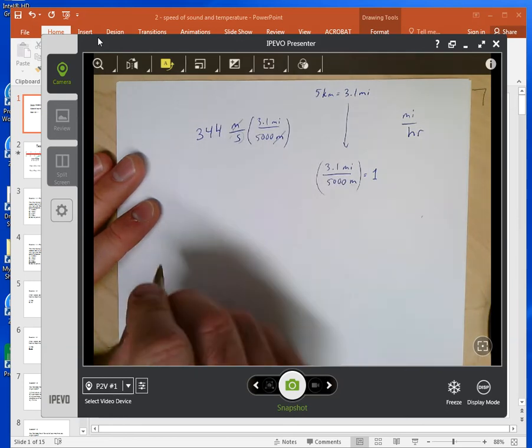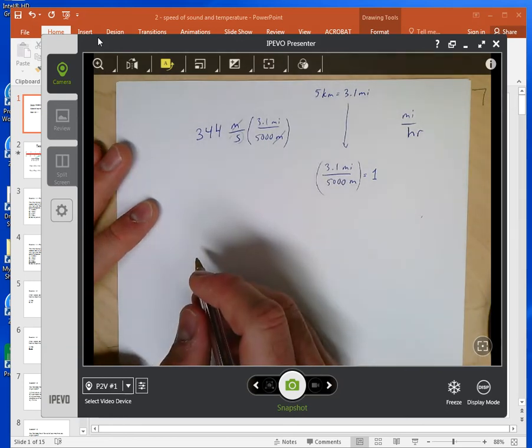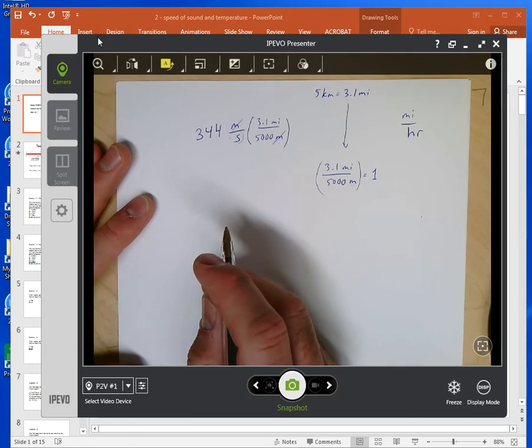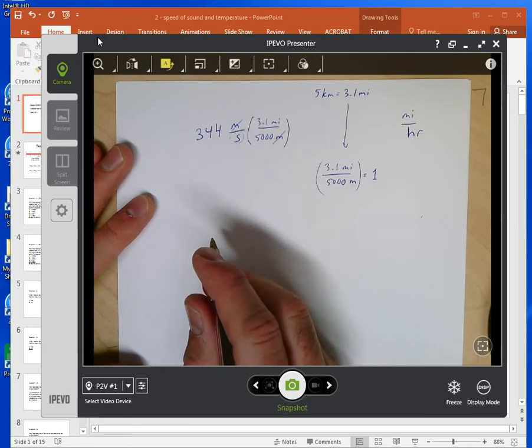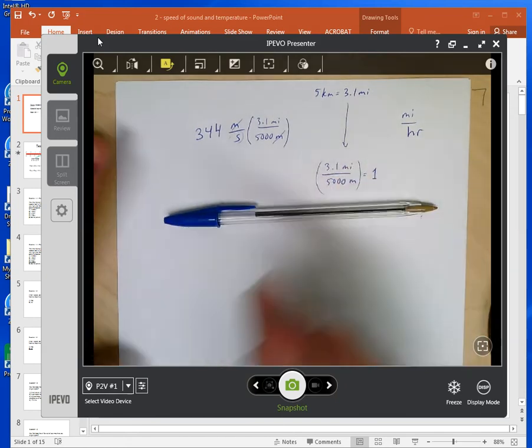So this is a good thinking exercise. Can you pause this video and actually calculate how many seconds there are in 1 hour? Go ahead.